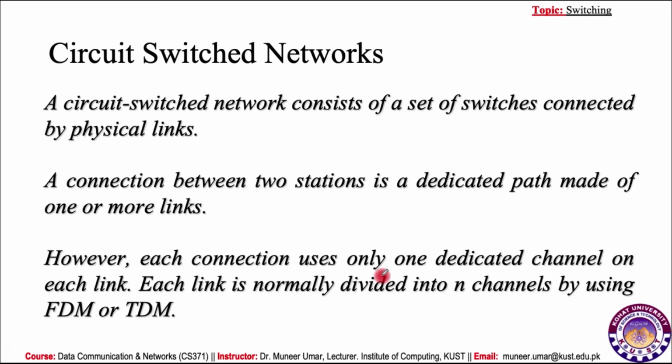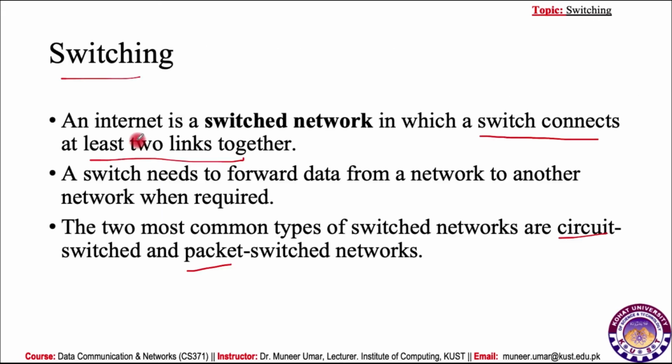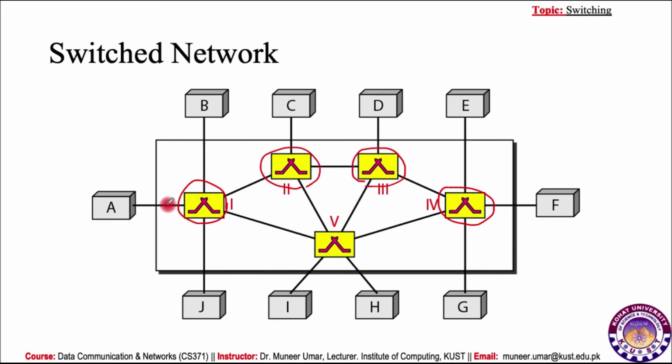First, we have circuit switched networks. A circuit switched network consists of a set of switches connected by physical links. These switches are physical switches, and these are connected with some physical links, just like we saw in the previous figures. Here we have some physical switches, and some physical links are connected with these switches.